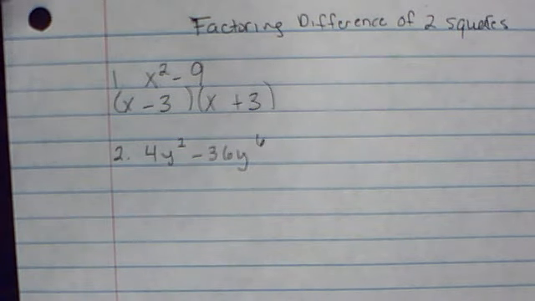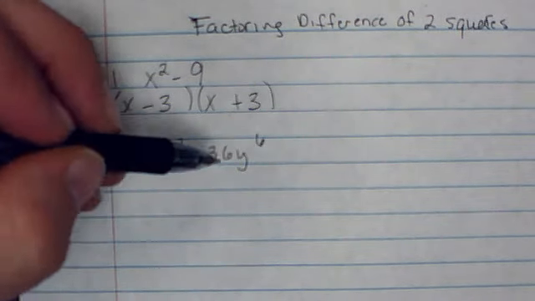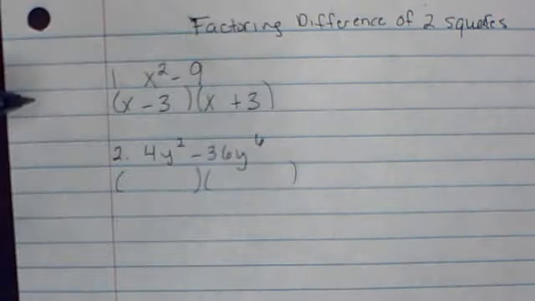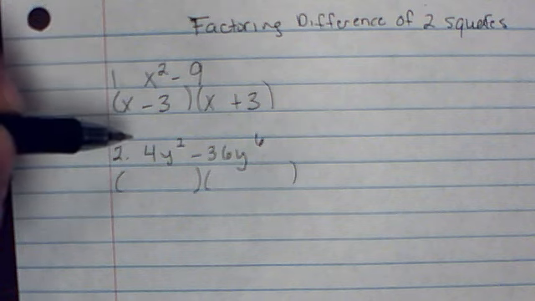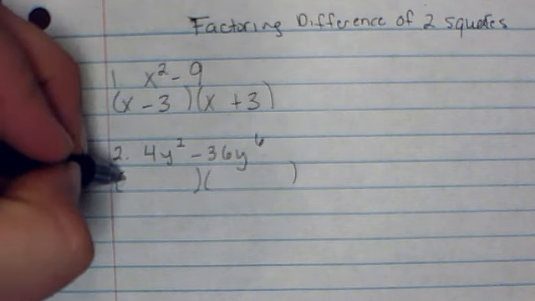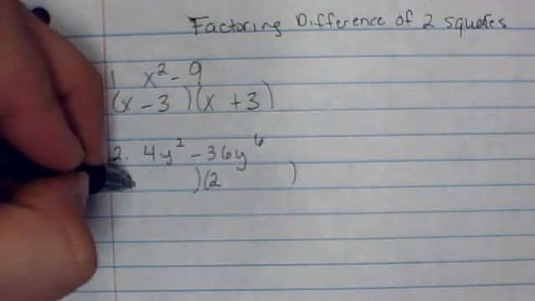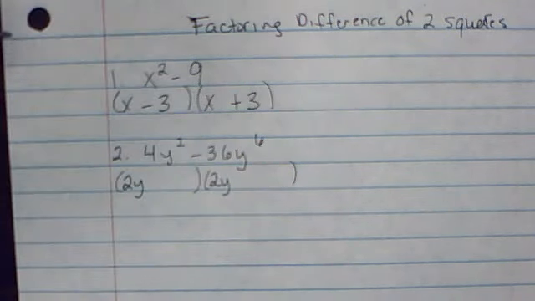4y squared minus 36y to the 6th power. Okay, now we're dealing with a new exponent. We're dealing with two numbers here, but that shouldn't be an issue, and I'll show you why. We're going to do each thing individually. The square root of 4 is 2, so I'm going to put a 2 here and a 2 here. The square root of y squared is y and y.